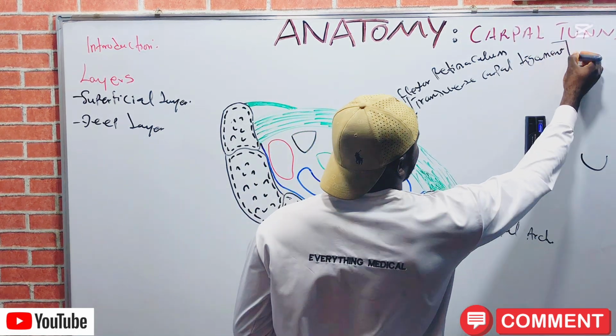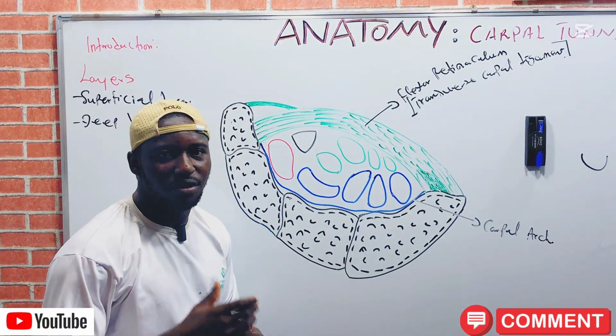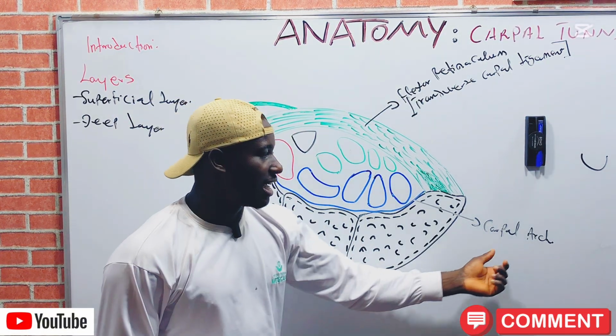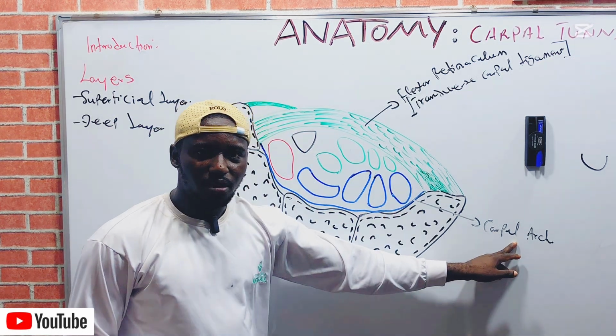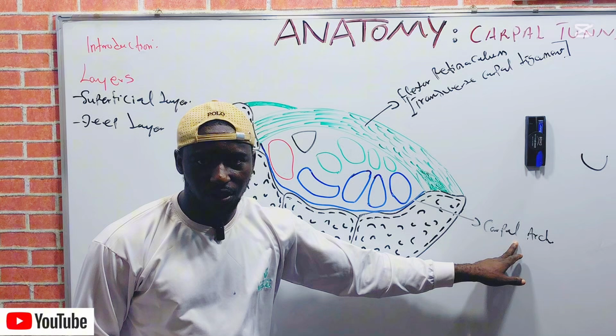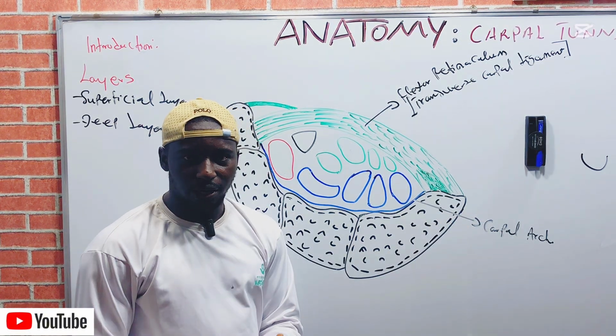The transverse carpal ligament. It can be called the transverse carpal ligament. It converts the carpal arch, that is the deep carpal arch, into an osteofibrous tunnel. You get, and that is the carpal tunnel.